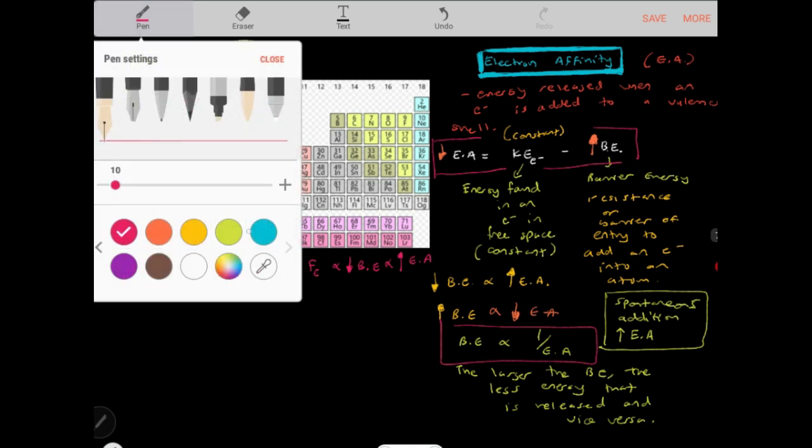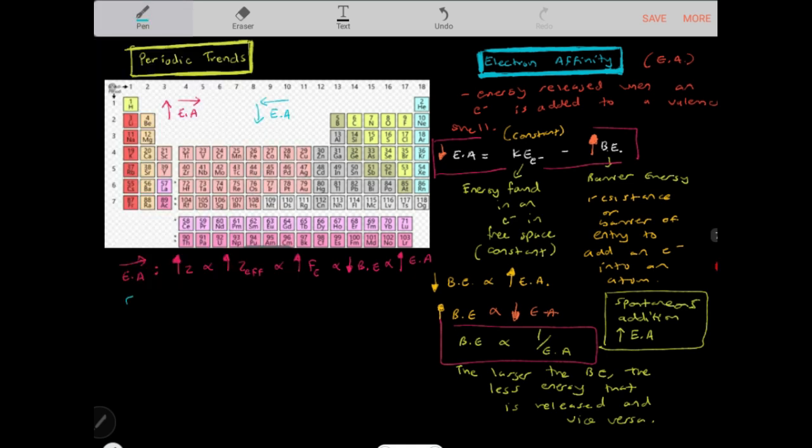Let's take a look at a decreasing trend. So why does electron affinity decrease going down a group? Well, going down a group, the shell number increases. There's an increase in the number of core electron shells. Then what's going to happen here is we're going to have a larger impact of the shielding effect.